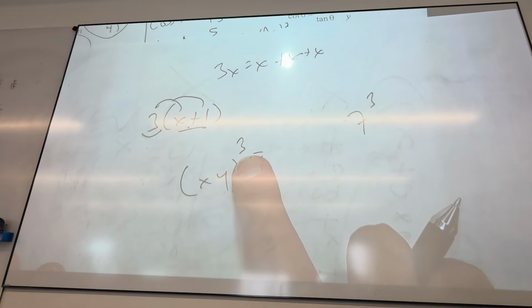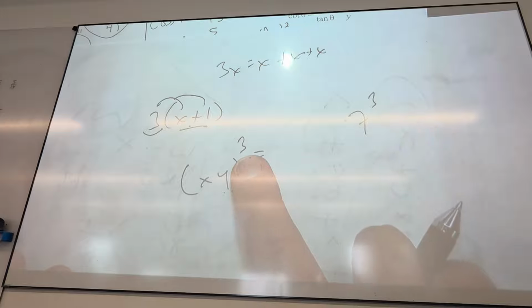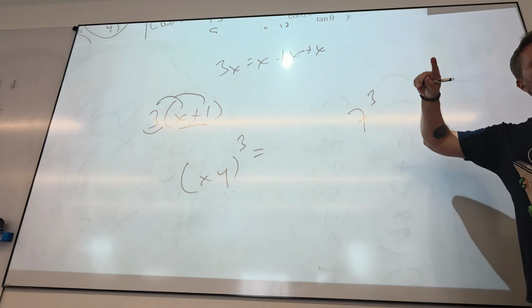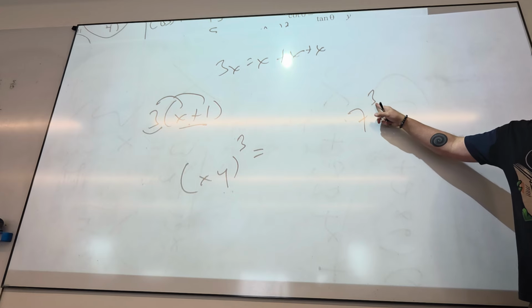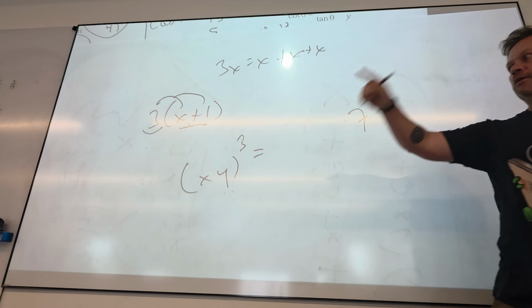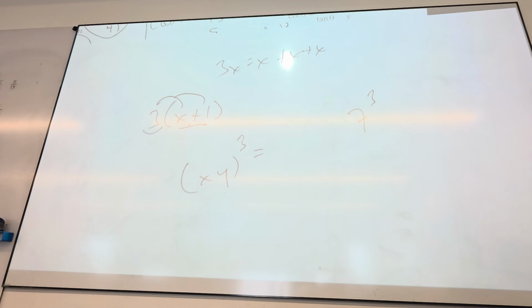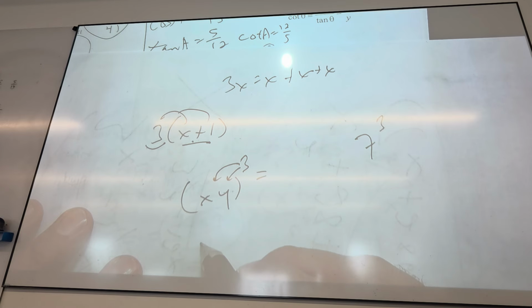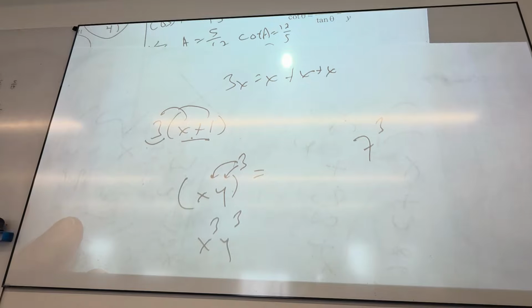What operation? 7 times 7 times 7. If I ask you to do this, you told me you would do 7 times 7. All right, what operation are exponents based on? Multiplication. What's happening inside? Multiplication. So for the exact same reason this distributes, this also distributes because I'm cubing the x and I'm cubing the y. I'm tripling the x and I'm tripling the y. You guys with me? Yeah.